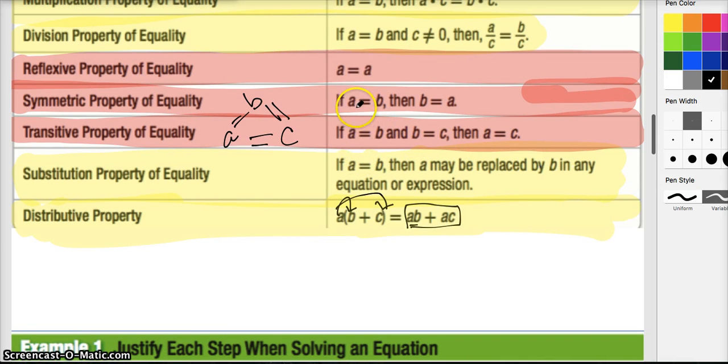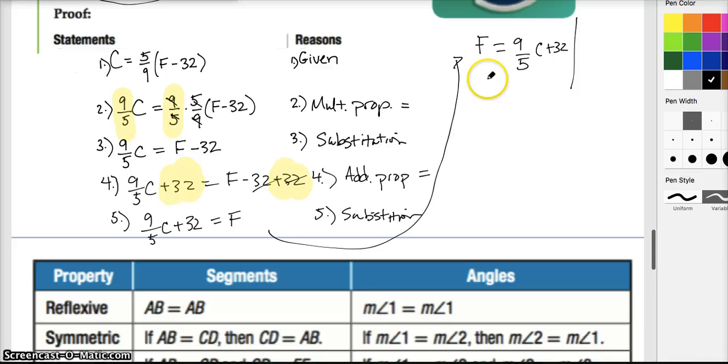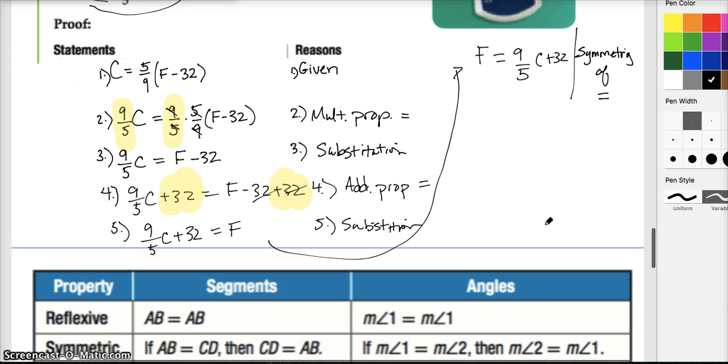If A's equal to B, then B's equal to A. This gives me the opportunity to switch them around. And so when I come back to my problem, I'm able to say this is true because of, do you remember what it was? Symmetry. Symmetry property or symmetric property of equality. I don't remember if it was symmetry or symmetric, but you get my drift. Does that make sense? I hope so.